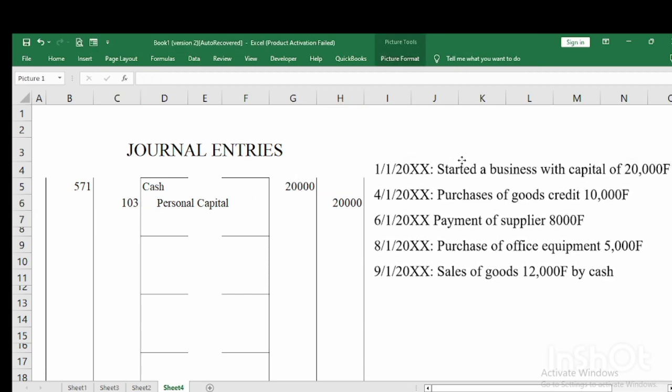When you record a transaction, it's always good to put the date there as well. So we input the date, our first of January 20XX.